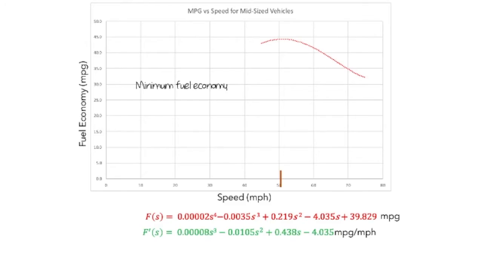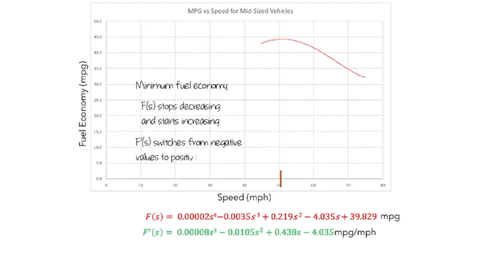The minimum fuel economy should occur when f of s stops decreasing and starts increasing, or in calculus terms, when f prime of s switches from negative values to positive values. However, in this scenario, there isn't any speed where fuel economy stops decreasing and starts increasing. Instead, we can see that fuel economy is lowest at either the smallest speed value we're using or the largest speed value we're using. These are called endpoints of the interval of speed we're looking at.